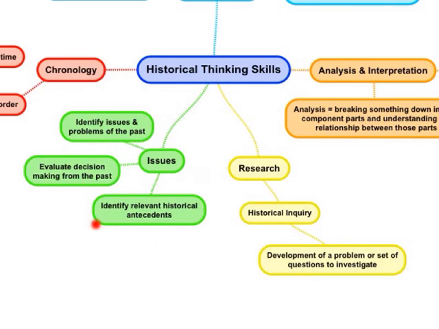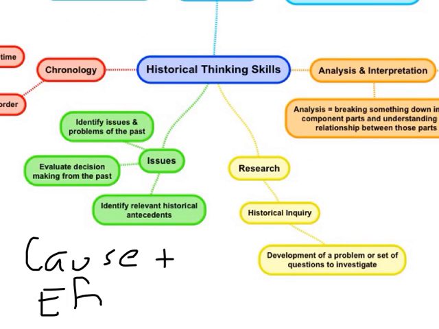You're going to identify relevant historical antecedents. Now that's academic speak, so what does that mean? Well, that means you need to have a sense of cause and effect. Okay, cause and effect. You need to understand that certain things are caused by other things. You need to be able to identify that and determine which thing caused what next thing to happen. And once you have a sense of that, then you can start to develop your own set of problems or questions that you're going to investigate. And that is what historical research and issues are all about.